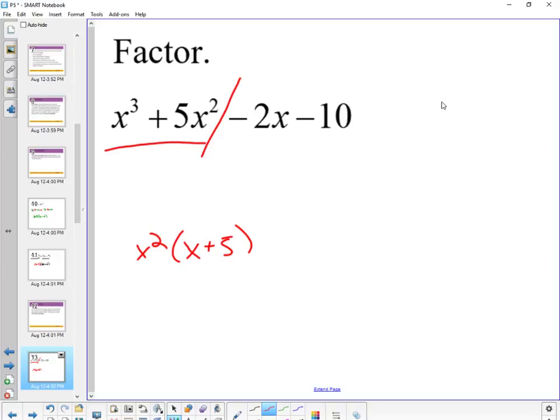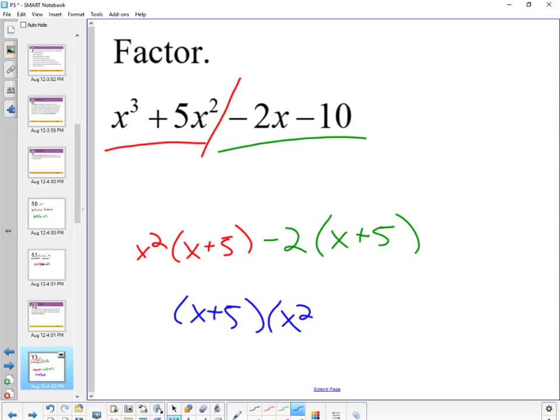Now looking at the other part of it, looks like I could probably factor out a -2. So I got -2 there, which means you got x and a +5. Why a +5? I took that negative out, didn't I? And now as I look at this, oh, look at that. They got an x + 5 in common. So I could factor out that term, x + 5, and I'm left with x squared minus 2. And now it's factored using the grouping method.